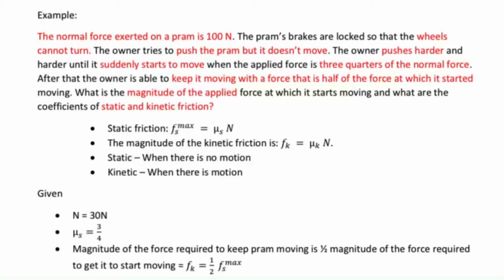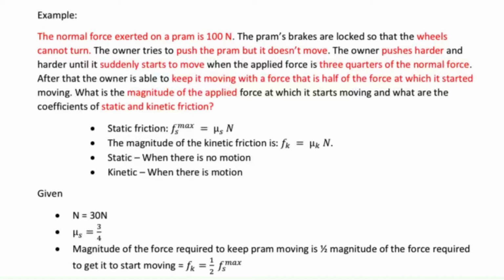I'm told that the normal force exerted on a pram is 100 newtons. The pram's brakes are locked, so the wheels cannot turn. The owner tries to push the pram, but it does not move. The owner pushes it harder until the pram suddenly starts to move when a force is applied, 3/4 of the normal force. After the owner is able to keep it moving, with the force that is half of the force which it started moving, what is the magnitude of the applied force at which it starts moving, and what are the coefficients of the static and kinetic friction?